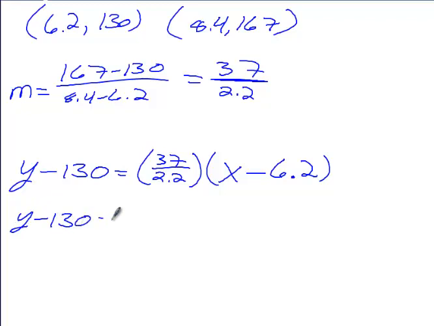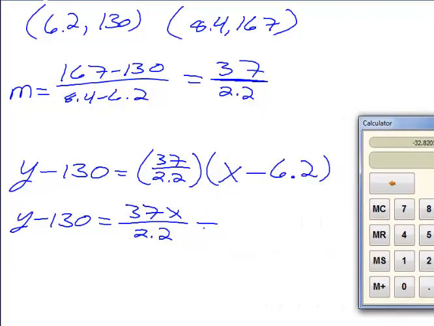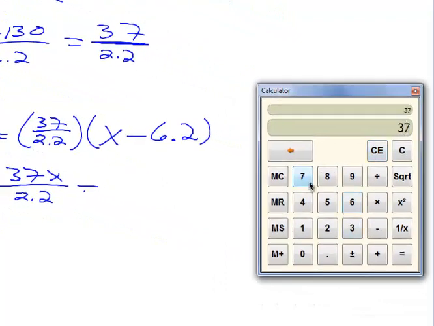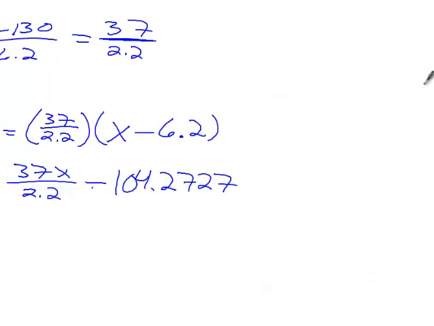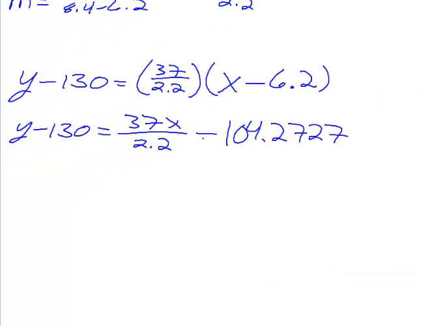We distribute on the right-hand side, get 37x over 2.2 minus, bust out your calculator, right? Clear off all the old stuff. 37 over 2.2 equals that. Times it by 6.2, negative, right? And you get negative 104.2727. Any questions on how I got any of that?